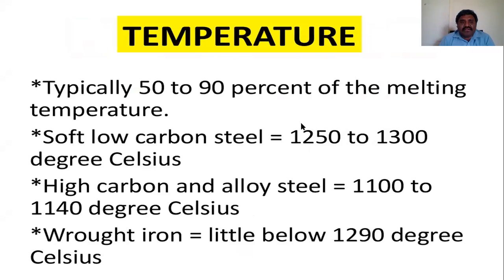For temperature, we maintain 50 to 90% of the metal's melting temperature. For soft low carbon steel, that is 1250 to 1300 degrees Celsius. For high carbon and alloy steels, it is 1100 to 1140 degrees Celsius. For different types of materials, whether low carbon steel or high carbon steel, we use different temperatures. That is the beauty of forge welding.